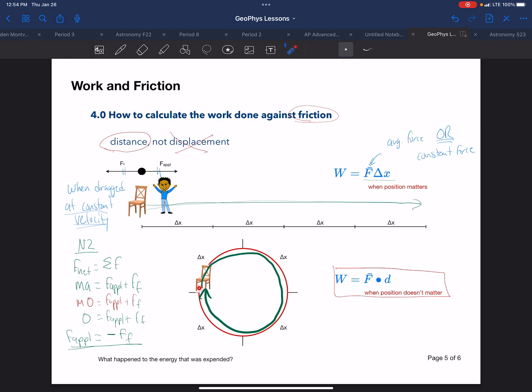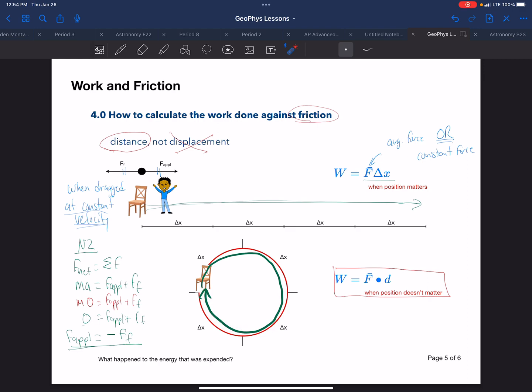Now if the student then drags it in a circle, and we say the distance from here to here is delta x, and from here to here is delta x, and from here to here is delta x, and from here to here is delta x. What we can see is the distance from here to here is the same as the distance around the circle. So the distances are the same, but in the case of the circle, the displacement is 0. The position hasn't changed. The final position and the initial position are exactly the same, so there's no change in position. Now we would say the student did work dragging the chair from here to here. And we would say the student did work dragging the chair around the circle.